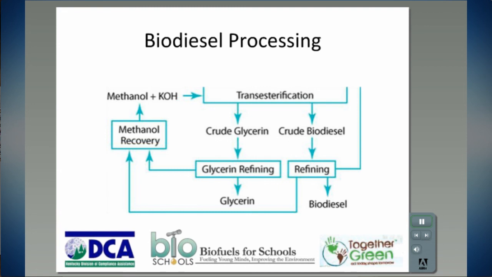Here you see a simplified flow diagram of producing biodiesel. For biodiesel to be used in vehicles, it must be refined and tested to ensure no impurities are present that could affect performance. Biodiesel must be refined in order to meet ASTM quality standards and must be stored in a way as to minimize contamination by water.